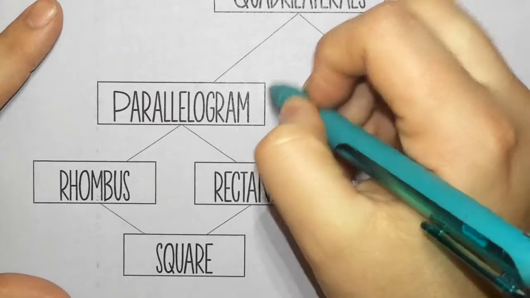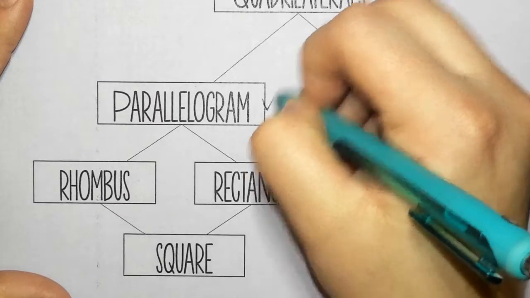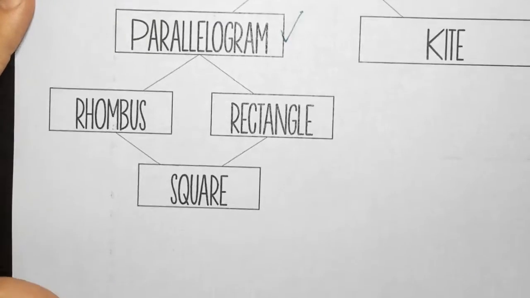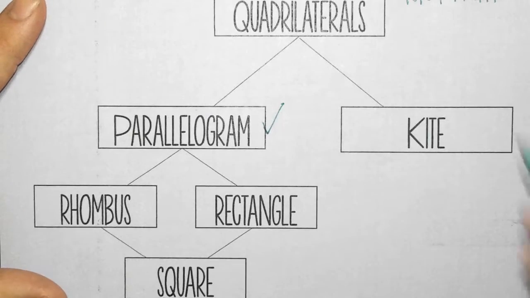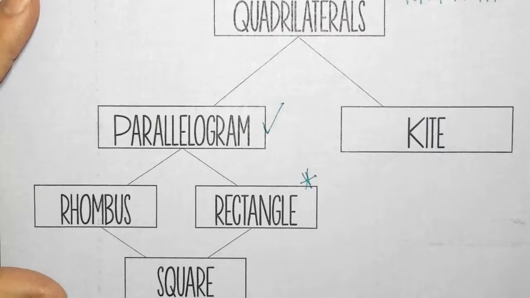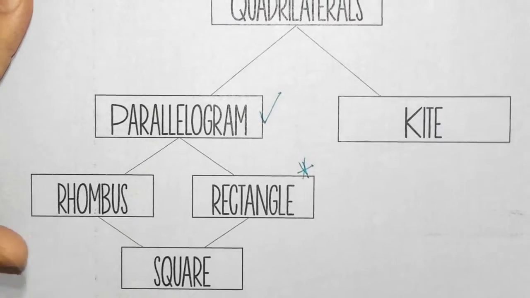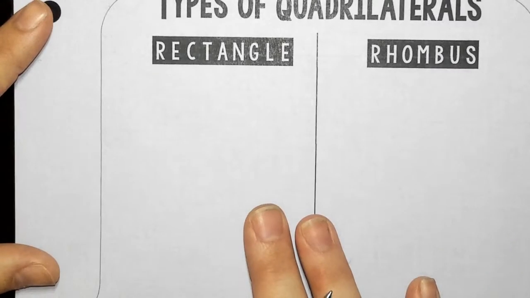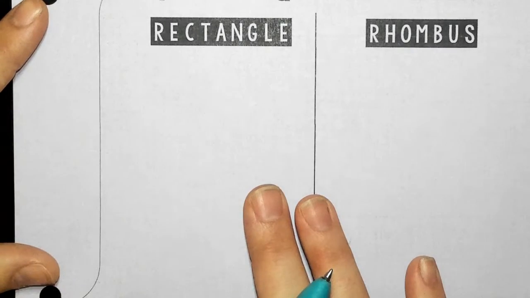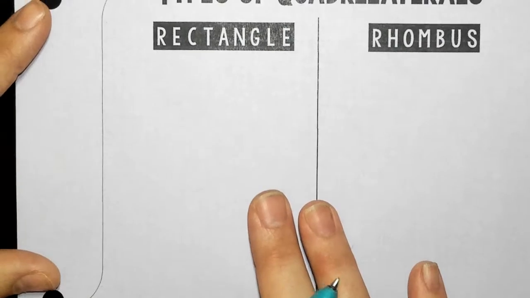So we've already talked about parallelogram. So check. We've learned about that one. Our next one is to learn about rectangles. You're about to learn more about rectangles than you ever thought was possible. And it's going to be fun. That sounds like the title of the worst movie.